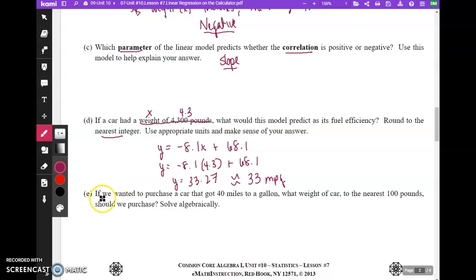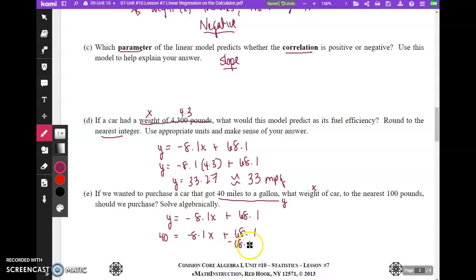Okay, so then the last one: if we wanted to purchase a car that got 40 miles per gallon, what weight of car to the nearest 100 pounds should we purchase? Solve algebraically. So we want to use our equation of our line of best fit again. And this time, 40 miles per gallon is a mileage, so that is a y. So we're going to plug that in here. And we're looking for the weight of the car, so we're trying to find what x is. So we just need to solve the equation.